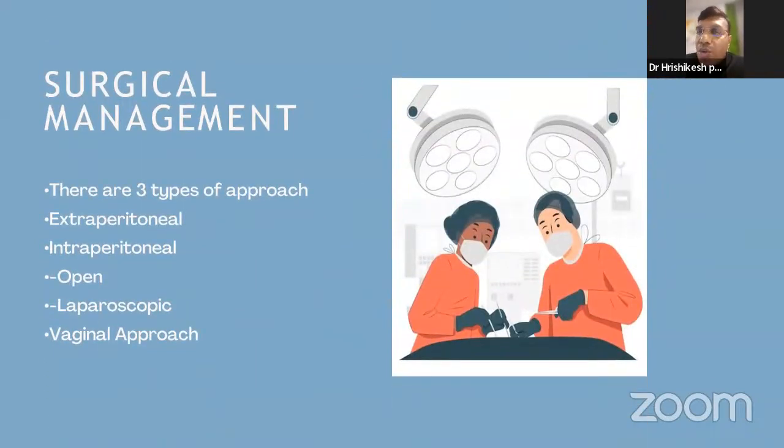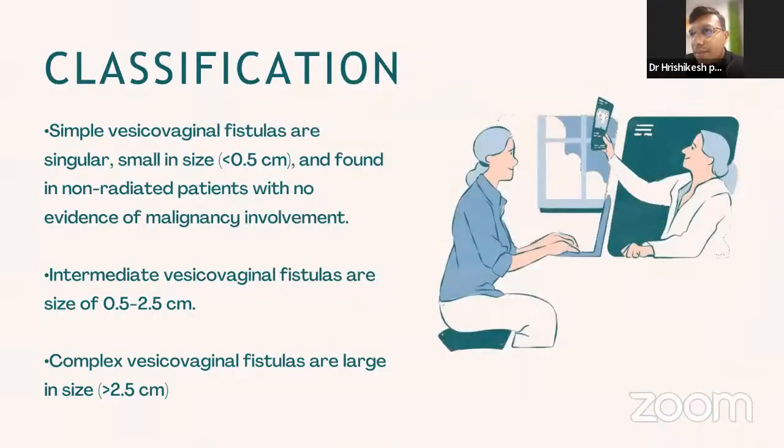When we have decided to go for the surgical management, there are 3 approaches. One is extraperitoneal, second is intraperitoneal, that is either you can do it open or laparoscopic, and the third is the vaginal approach. So the classification: simple vesicovaginal fistulas are smaller than 0.5 centimeter, found in non-radiated patients with no evidence of malignancy involvement. Intermediate fistulas are between 0.5 to 2.5 centimeter. Complex vesicovaginal fistulas are more than 2.5 centimeter.